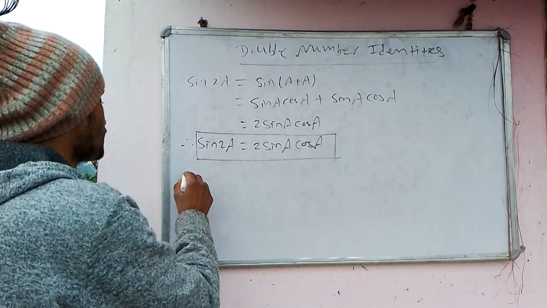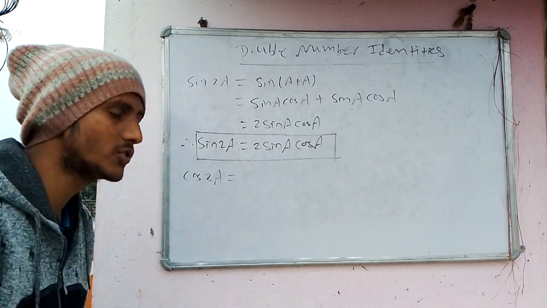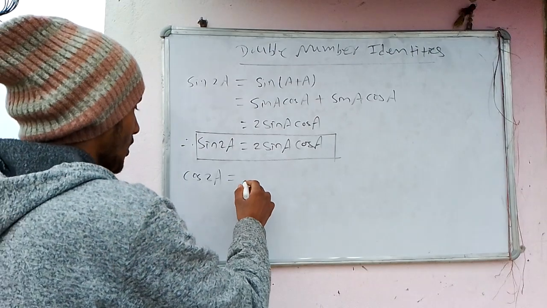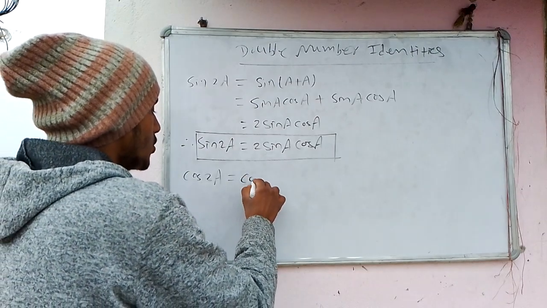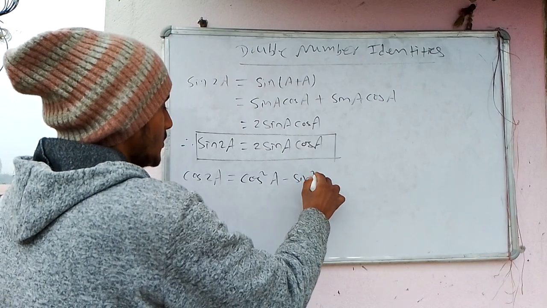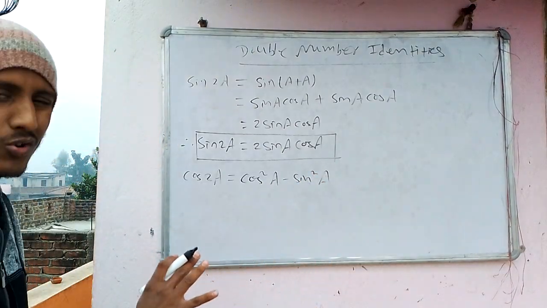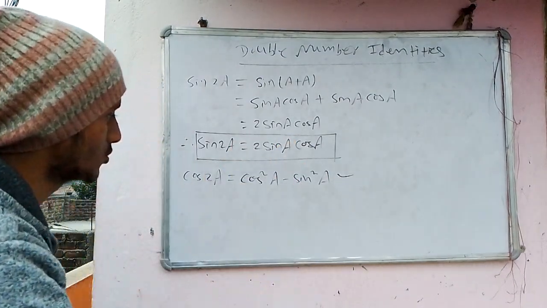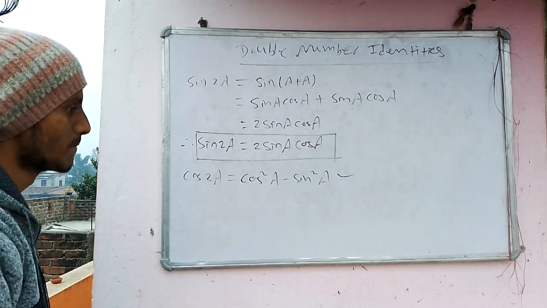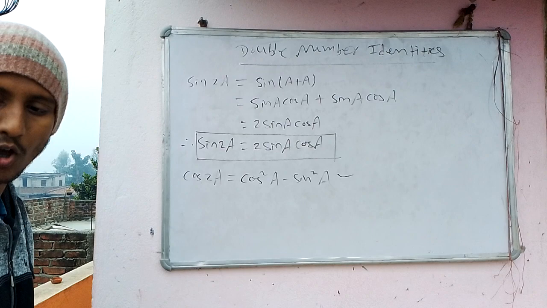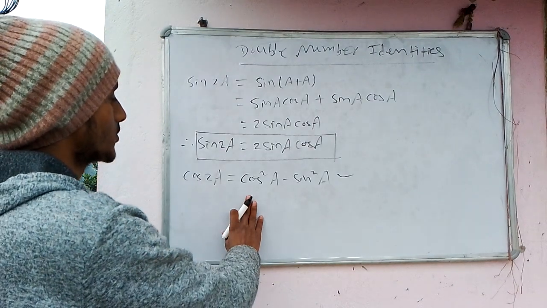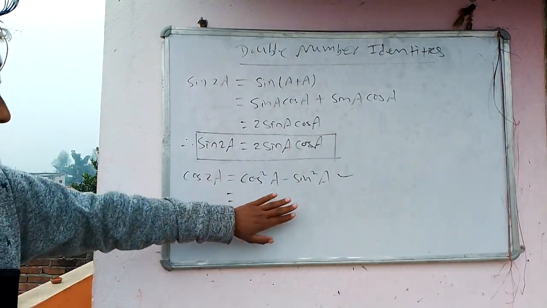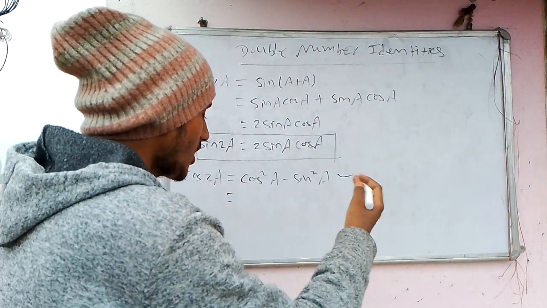Now the second one is cosine 2A. How do you derive cosine 2A? Again, easy: cosine A plus A. If you do this, it is going to be cosine squared A minus sine squared A. I'm just going to write the result because I know you can do the derivation on your own. You just have to do cosine A plus A and follow the computation. The result will be cosine squared A minus sine squared A. You can write this in other ways as well.